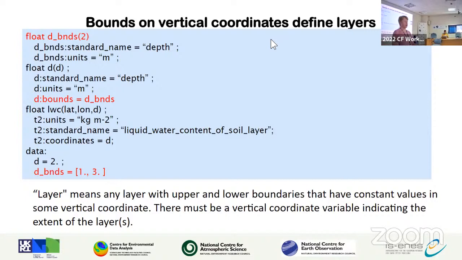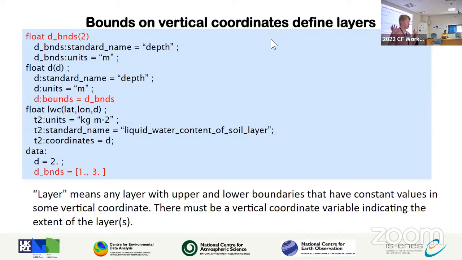And we actually have standard names then that work with this information. So we have standard names like the one in the example, liquid water content of soil layer. Nowhere in the standard names does it tell you where the layer is. So you're then expected to use a vertical coordinate to say, well, at least where's the middle of my layer or one edge of my layer, and use the bounds to describe the extent of the layer. So we're factoring out that information again.